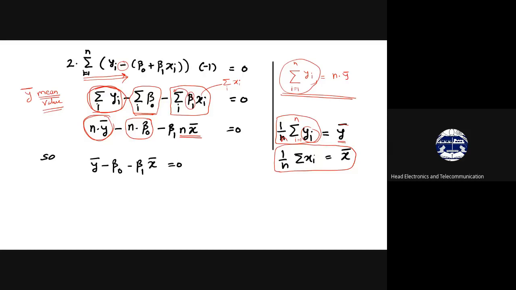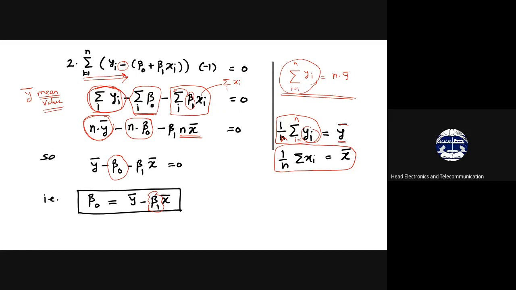So this is now y bar minus beta 0. So n I can throw out. So beta 0 minus beta 1 x bar. We are interested in beta 0 here. So I write beta 0 is equal to y bar minus beta 1 into x bar. So this is how we compute beta 0, but still this beta 1 is unknown.